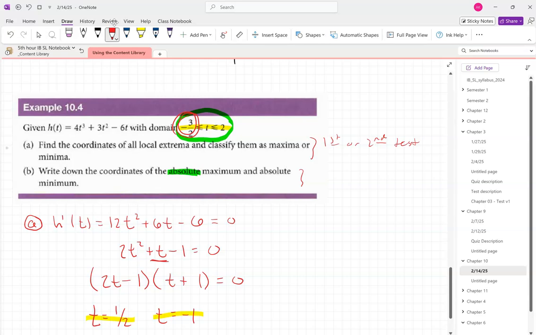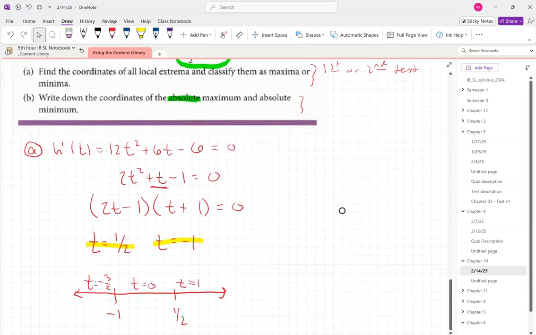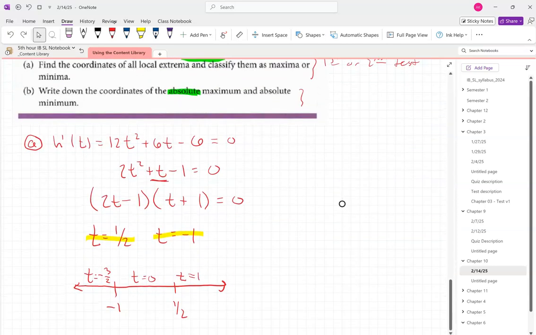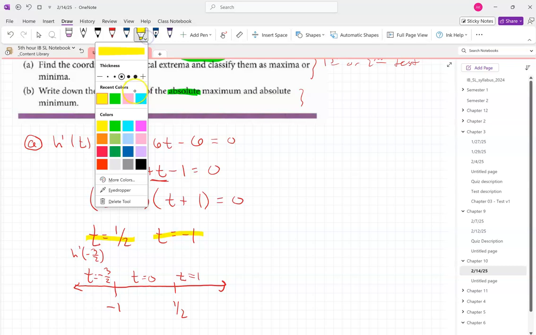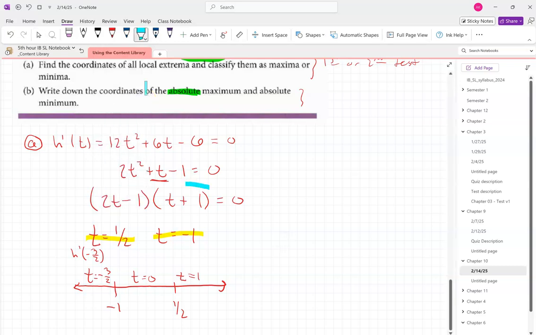The lower bound for the domain is negative 3 over 2. Negative 2 is not actually in the domain. I don't think it would matter, but I'm going to do that anyway. Now, the nice part is that because I have the factored form, the fraction becomes less of a hassle here.